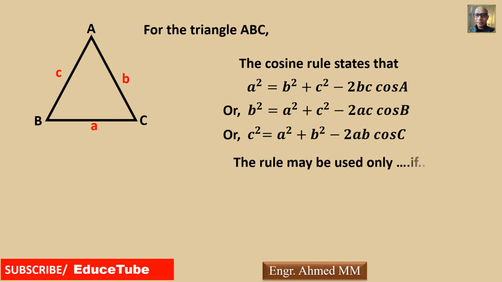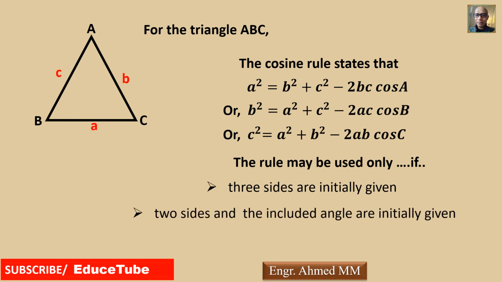Then there is a constraint. What is that? If three sides are initially given, then you can solve the triangle. If two sides and the included angle are given, you can solve the triangle. So let's see an example in the next slide.